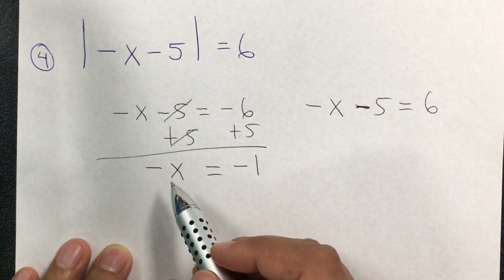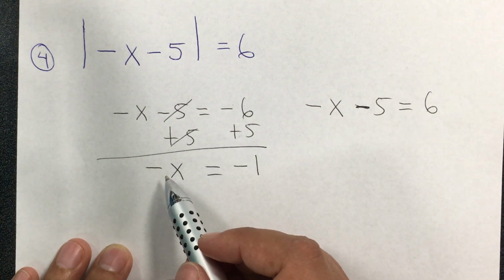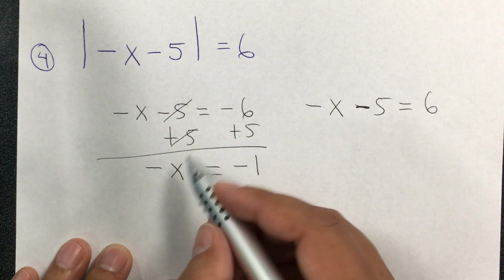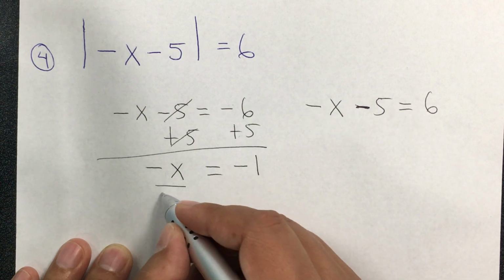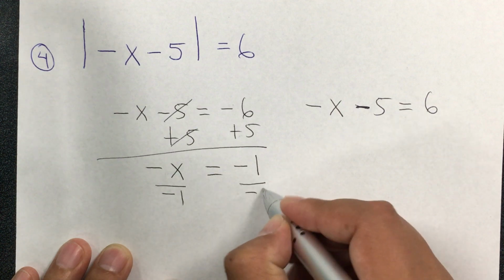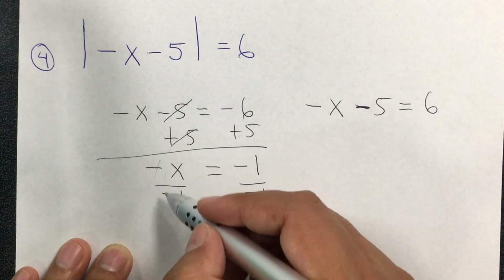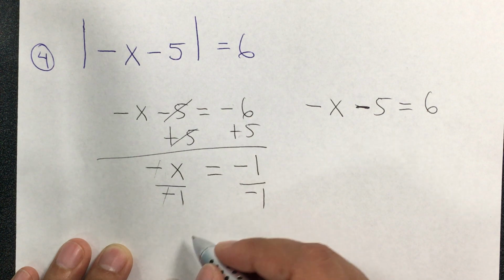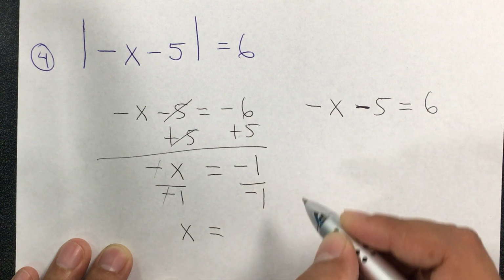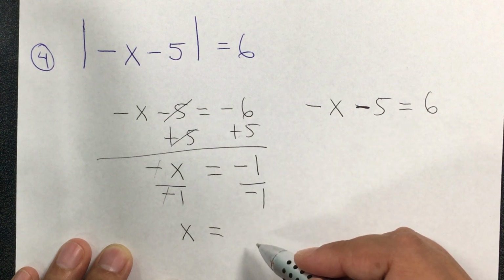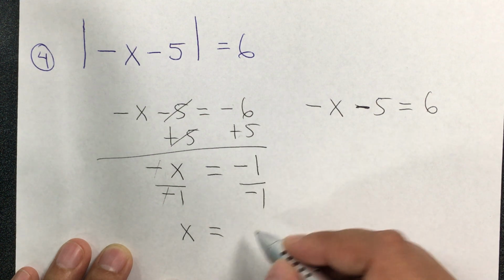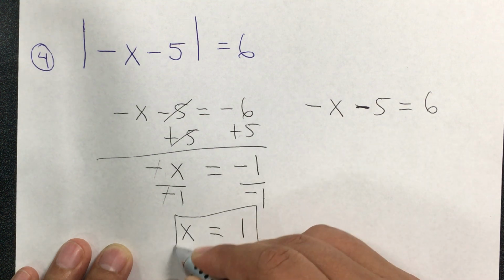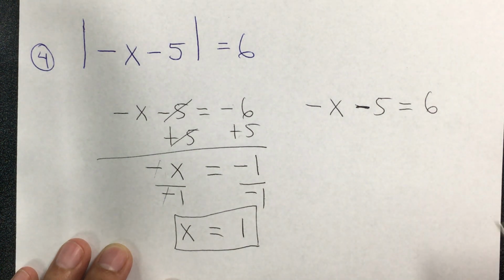Now we cannot have a negative variable. Whenever you have something like this, it's like you're multiplying negative 1 times x, so you're going to divide by negative 1. Negative divided by negative cancel. X divided by 1 is x, equals negative divided by negative cancels or is positive, and 1 divided by 1 is 1. So that's the first answer.